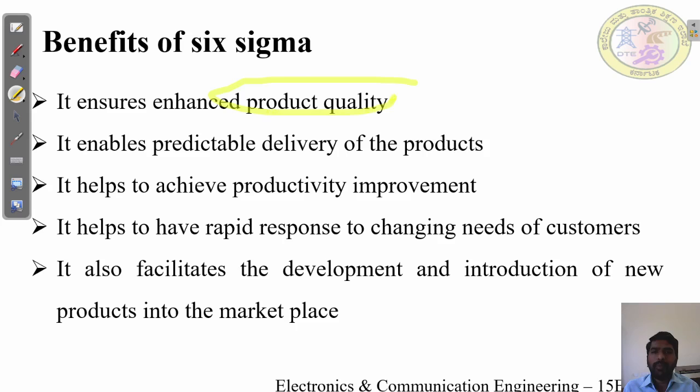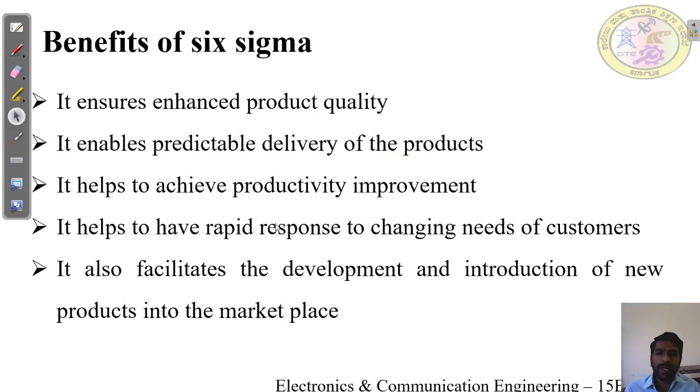The main aim, product quality, is ensured and improved, and it enables predictable delivery of the product. It means Six Sigma helps to reduce development time, verification time, all these times will be reduced. That's why it ensures predictable delivery of the product. It helps to achieve productivity improvement. You can improve the productivity with the help of Six Sigma. Why? Because there is no failure. If there is no failure, there is no rejection. No rejection means no rework. That means the production keeps on continuing with proper quality. That means productivity is improved. Productivity means more output for a specified input. That is called productivity.